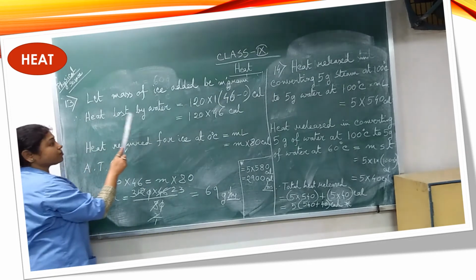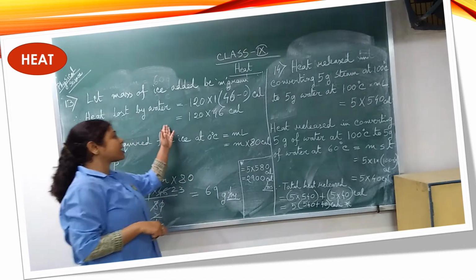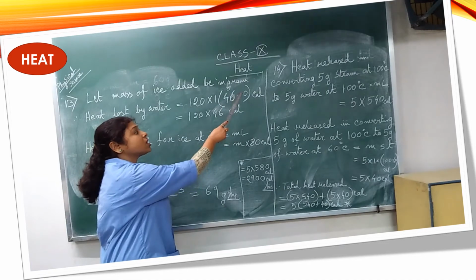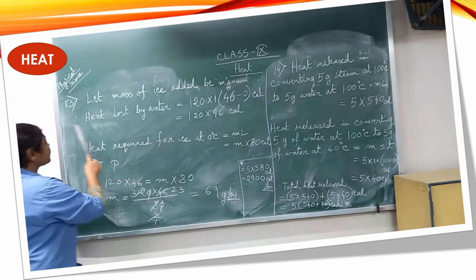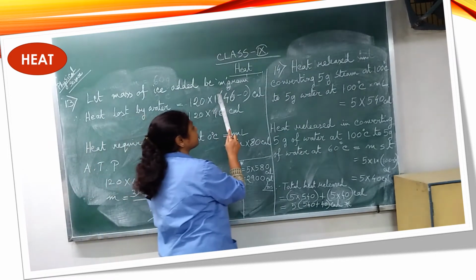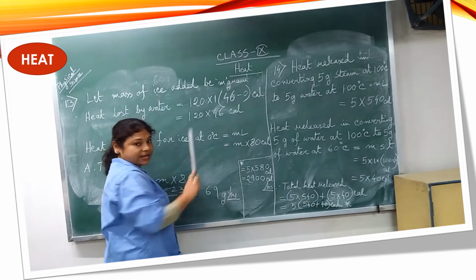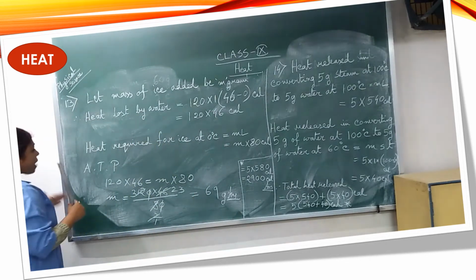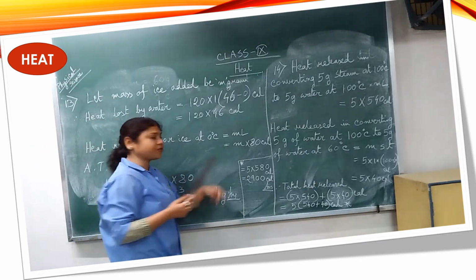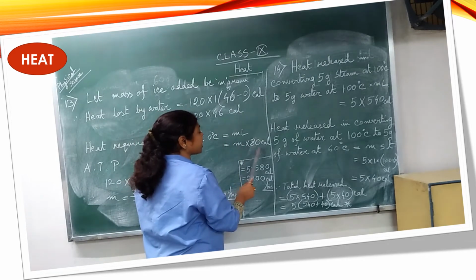Therefore, heat lost by water. I told you in the previous sum, first the water temperature will decrease from 46 degrees Celsius to 0 degrees Celsius. So, heat lost by water is equal to 120 into 1 into 46 minus 0 calorie, that is 120 into 46 calorie. The next one, heat required for ice at 0 degrees Celsius, obviously m into latent heat, that is mL, equal to m into 80 calorie.